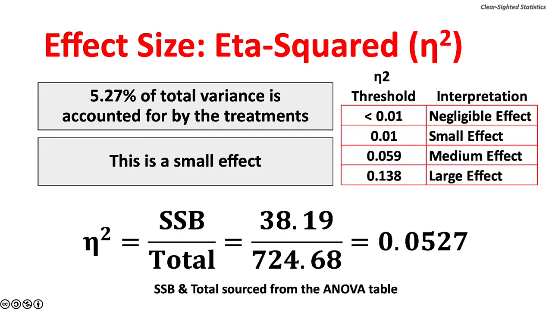Next, we will calculate eta square effect size. Eta square is found by the sum of the squares between groups over total, which are sourced from the ANOVA table.